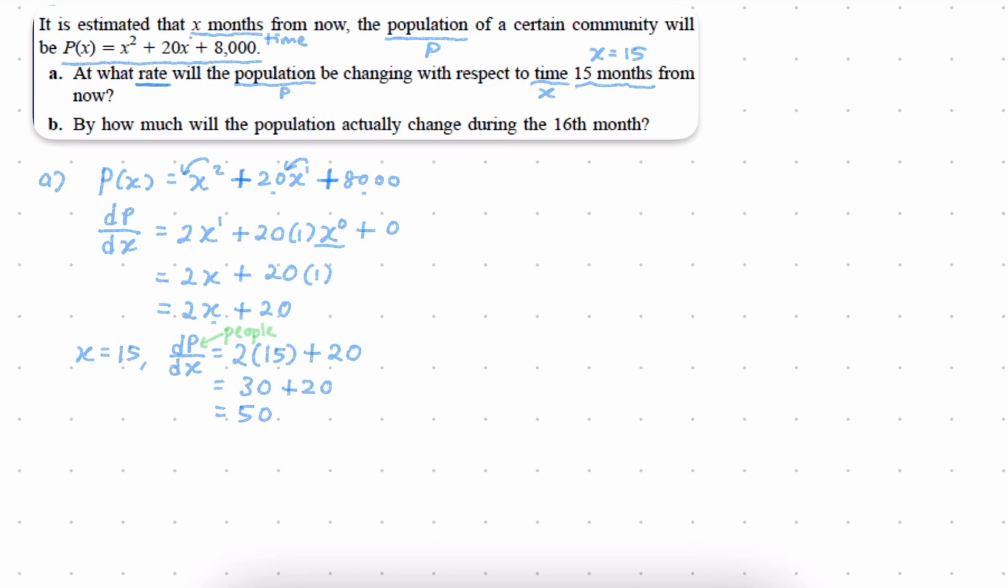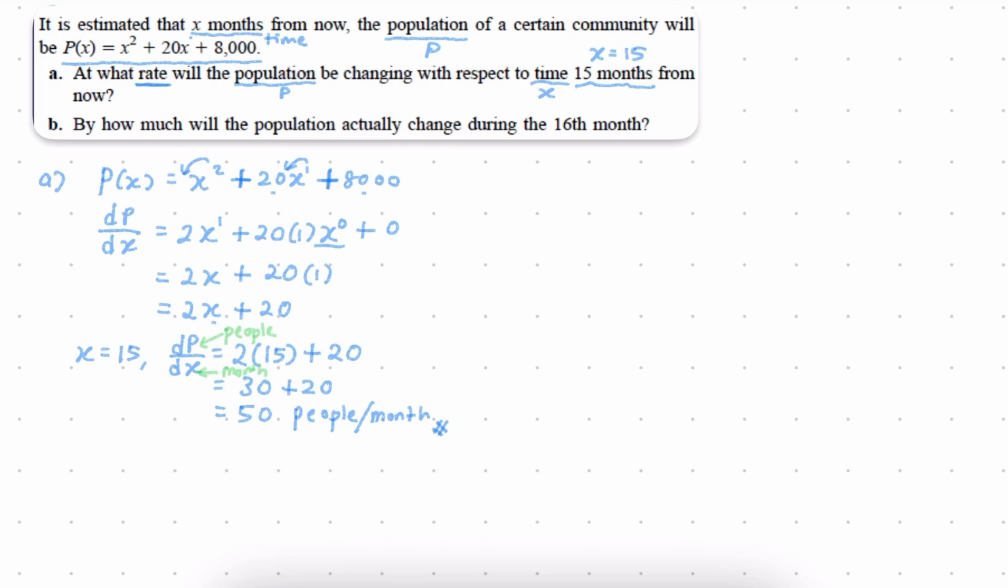And X itself is a time, and the measurement unit we use here is a month, right? So the people is in the numerator and the month is in the denominator. That means when we write our measurement unit, we will say it's people per month. Okay, so that is the answer for question A. The rate at the time of 15 months from now is 50 people per month. That is for question A.